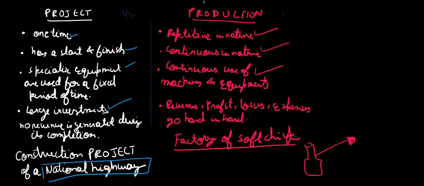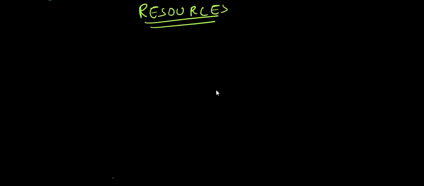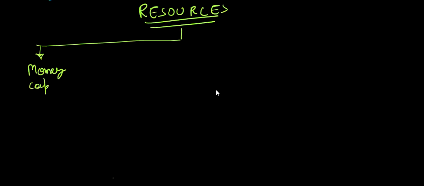Let's proceed further. Now let's talk about the different types of resources. Let me plot a table here so that I can cover all the types of different resources. The first and very important type of resource is money, or you can say the capital. Anything which has a limited availability is called a resource.